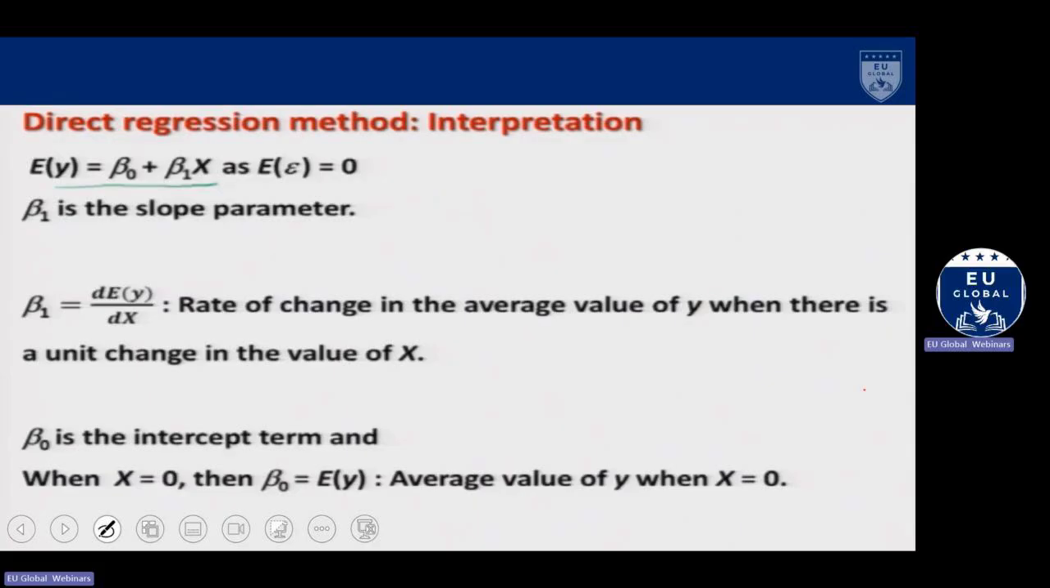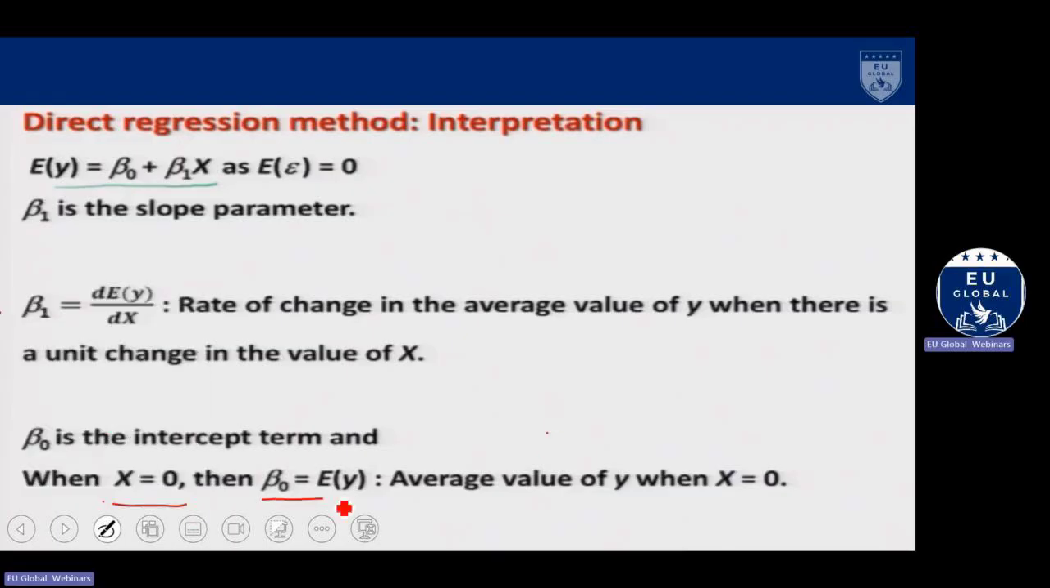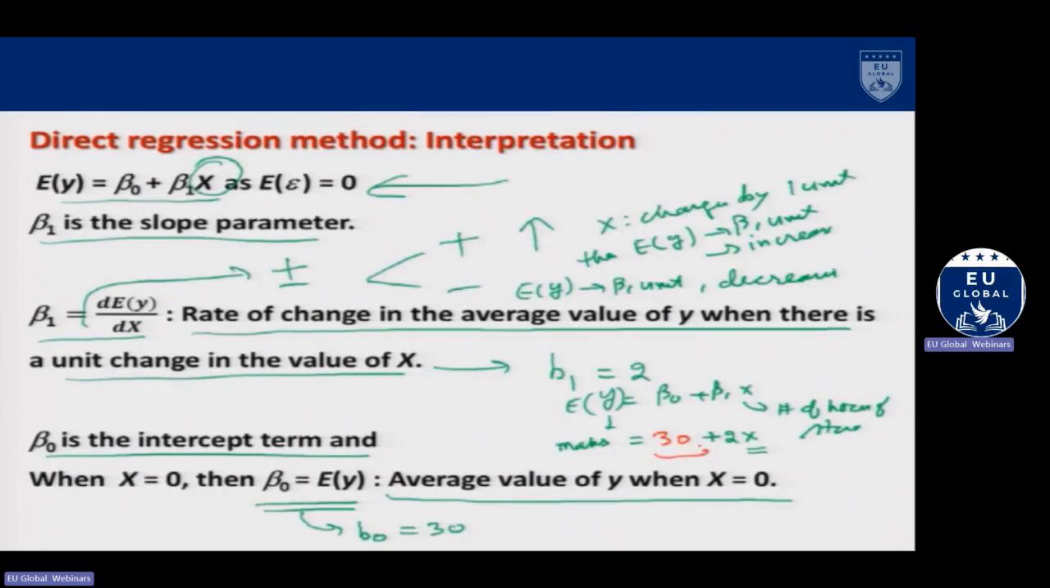So we have to find what is the value of the derivative of y with respect to x. And if x is given a value 0, then we can say that b naught is equal to E(y), the average value of y when x is equal to 0. So similarly over here, we know that E(y) is equal to beta naught plus beta 1 x. Beta 1 is a slope parameter and beta 1 is equal to dE(y) upon dx, the rate of change in the average value of y when there is a unit change in x.